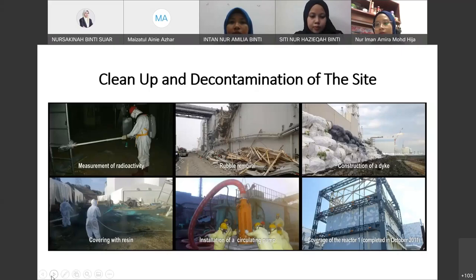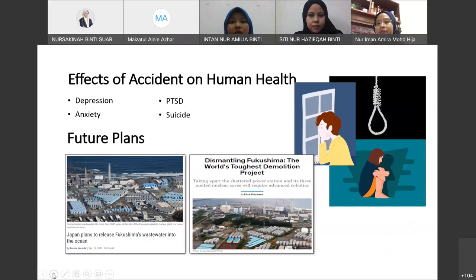Yes, sir. So what are the effects of the accident on human health? Up until now, I didn't find any paper that stated any long-term radiation effects on human health. But the victims did suffer from mental health problems such as depression, anxiety, and also PTSD. Plus, there was an increase in the suicide rate for residents living near the Fukushima Daiichi.